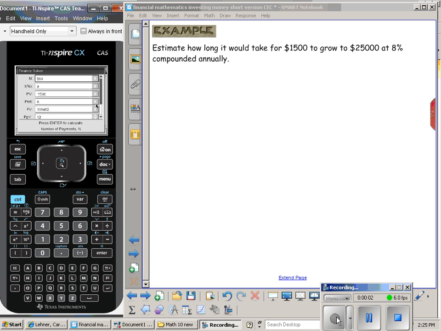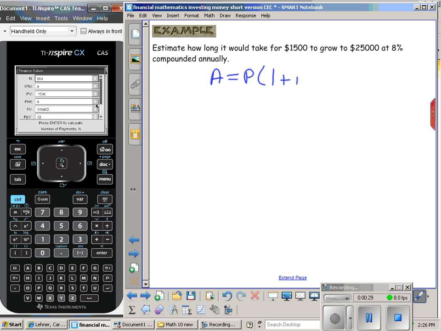In this lesson, we are going to continue working with compound interest questions. However, instead of looking for the future value, what the investment's going to grow to, we're going to look for some different parts. We want to estimate here how long it would take for $1,500 to grow to $25,000 at 8% compounded annually. So what we're missing is the length of time.